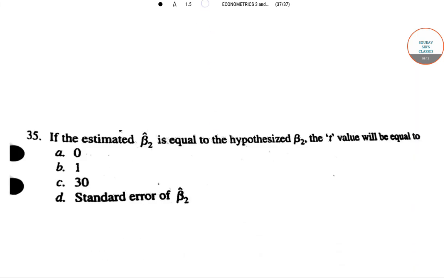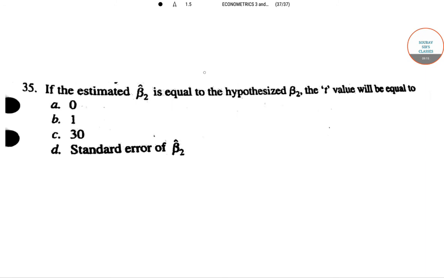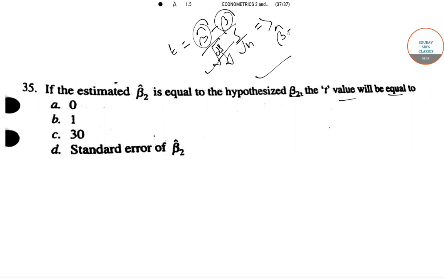Question number 35 states that if the estimated beta 2 hat is equal to the hypothesized beta 2, then the t value will be equal to 0, 1, 30, or the standard error of the error term. Obviously the t statistic is the estimated beta minus the hypothesized beta divided by the standard error. Now if these two are equal, the numerator is 0. Therefore, the t value will be 0. So, option A is the correct answer.